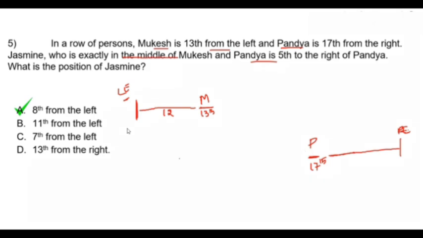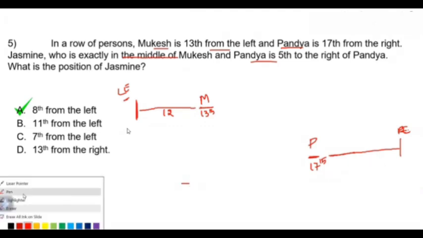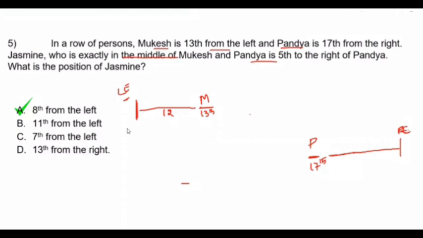Now, everybody, if you observe it, exactly in the middle means, you can say B is exactly in the middle of A and C. That means between A and B and between B and C, there should be the same number of people. Then only we can say exactly in the middle. Now, from this information, what can I observe? Between Pandya, Jasmine, and Mukesh, there should be an equal number of people, right?